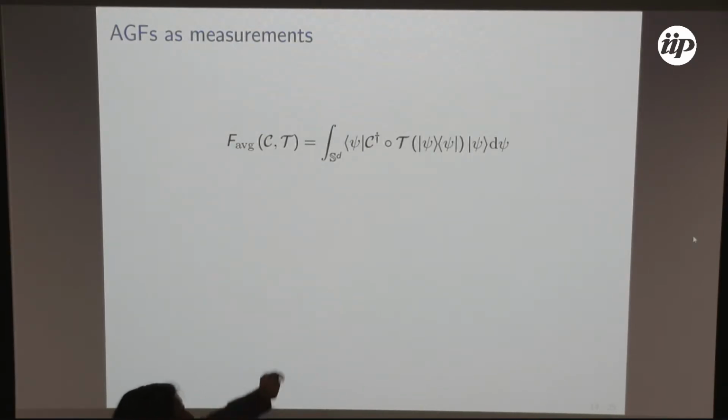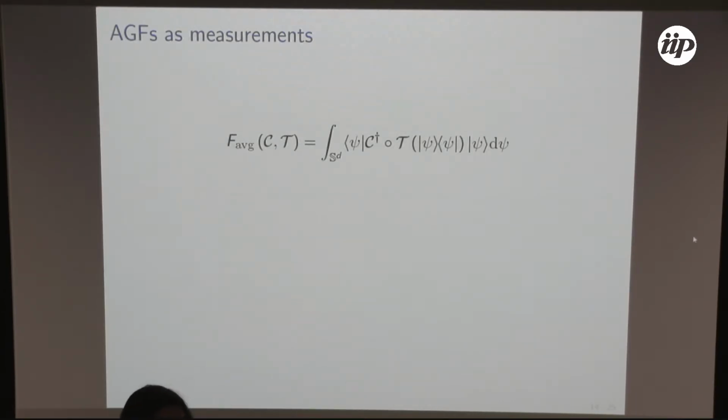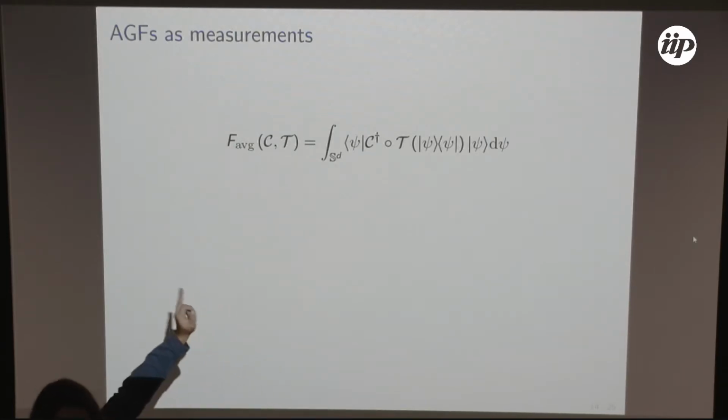The intuition is that if T and C were the same channel, then this should be the identity. And in the end, you just average over all possible input states. This gives you the average gate fidelity. Again, there are protocols that allow you to estimate this efficiently if one of the two channels has some structure. Now here's the magic formula.